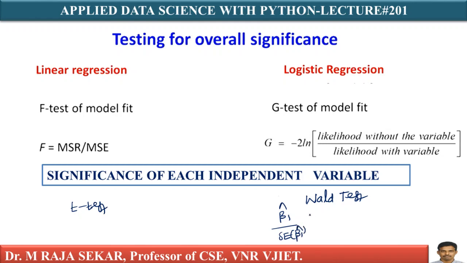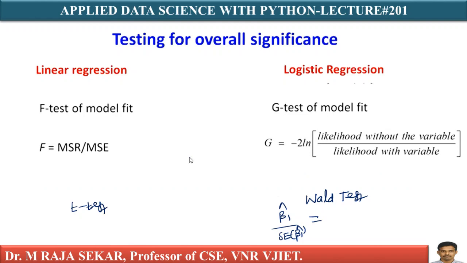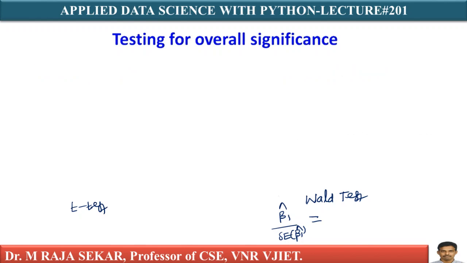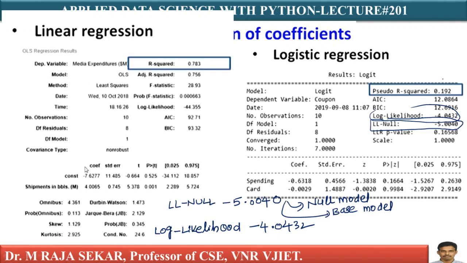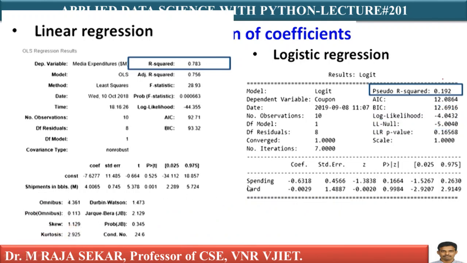It is simple. Just go back and check. There is a value, minus 0.0029. Just see what that is. In the case of logistic regression, we already discussed this one. We have two independent variables, one is card and another one is spending. What about card? Now we will calculate for card. What is this Z test? What we were saying? Beta 1 cap by SE of beta 1 cap.